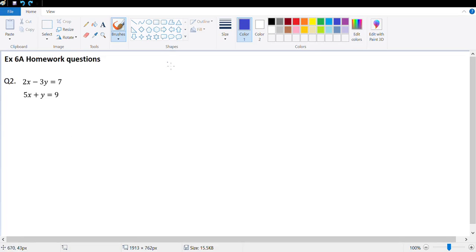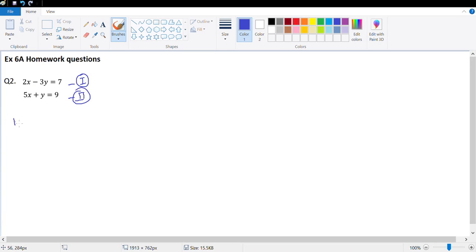Hi guys, let's start the next video, which is basically the homework questions of exercise 6a. So we are solving simultaneous equations using the method of elimination by substitution. So that's our first equation and this is our second equation.